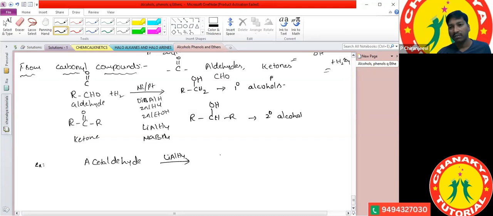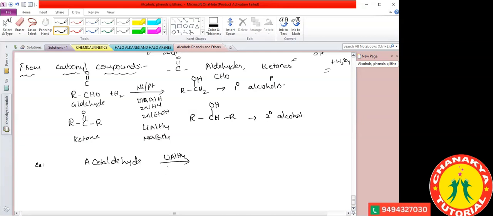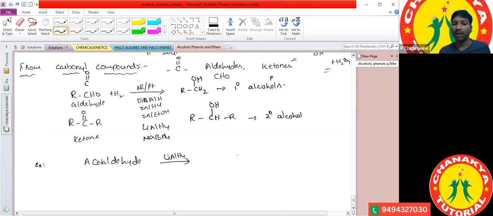Any guess? Ritu, Aditi, Samhita. What is the molecular formula of this? Very good, Aditi. Very good, Ritu. It is a primary alcohol.